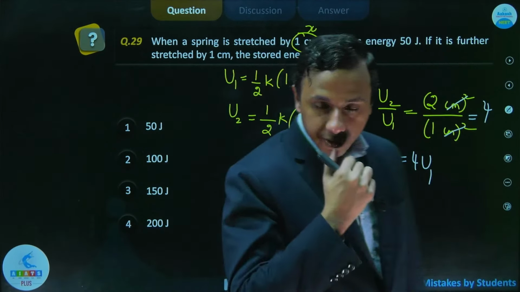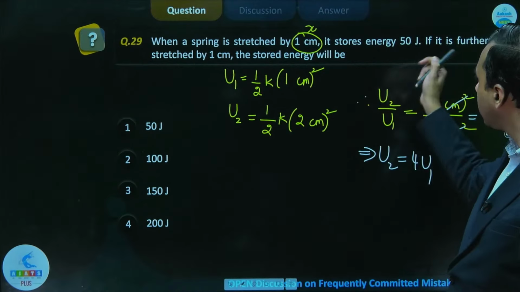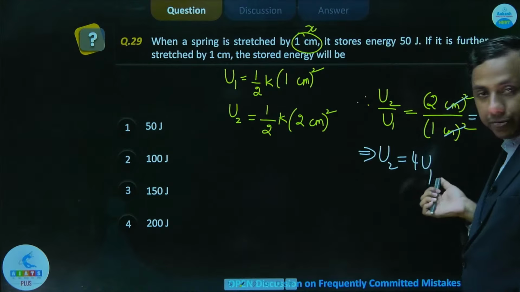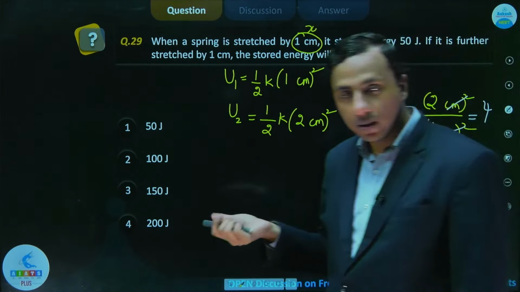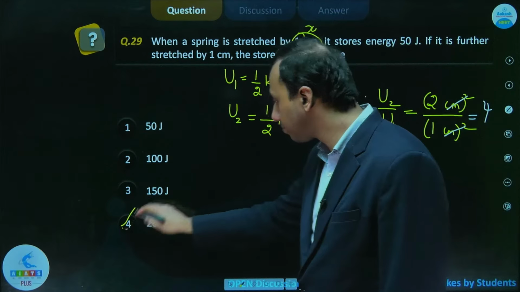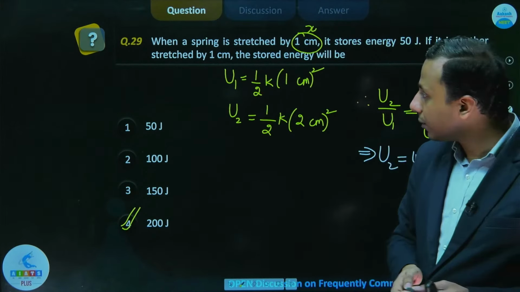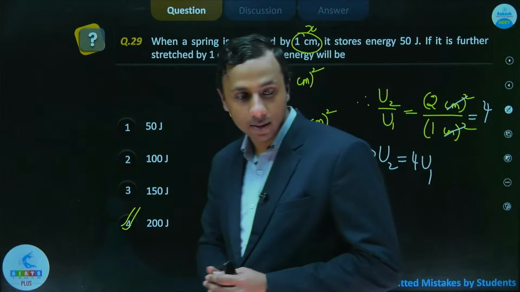And what is U1, my dear friends? U1 is given 50 joule, therefore 4 into 50, 200, that's it, 200 joule, right? Pretty easy this one was, once again.